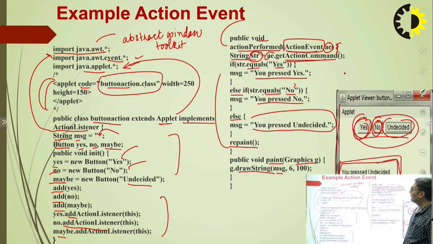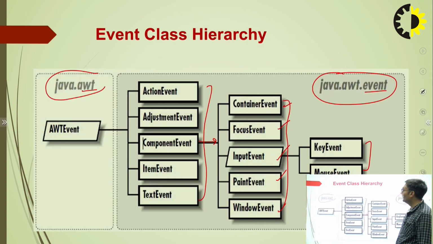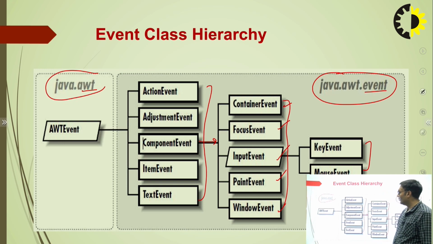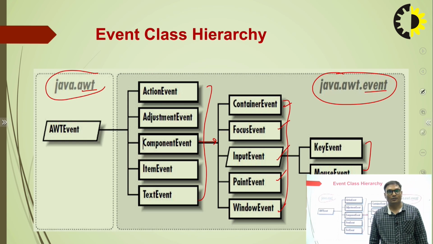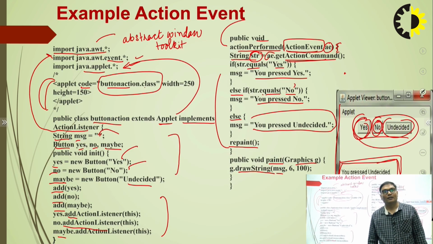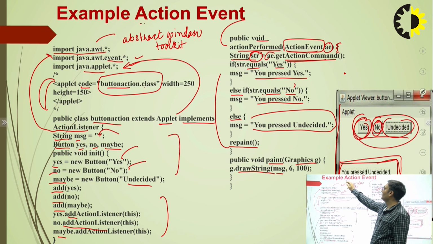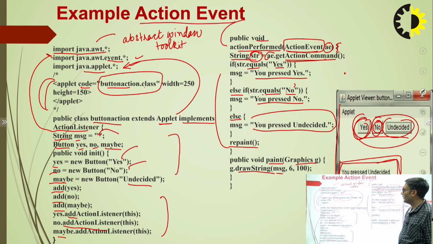There may be several different kinds of events as well, like adjustment event, component event, item event, right? So these types of events we will discuss in the next class. For today, we just complete this action event. Hope it is clear.